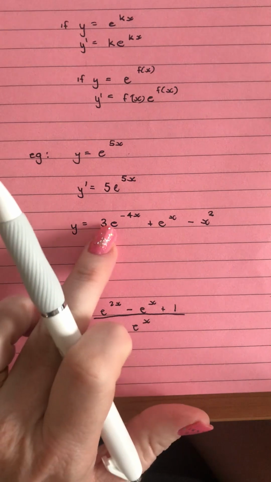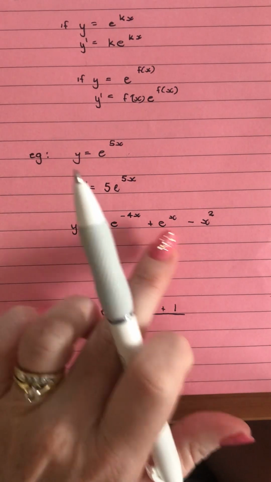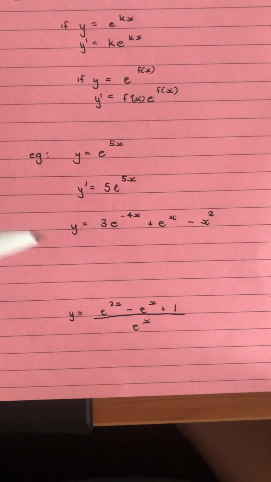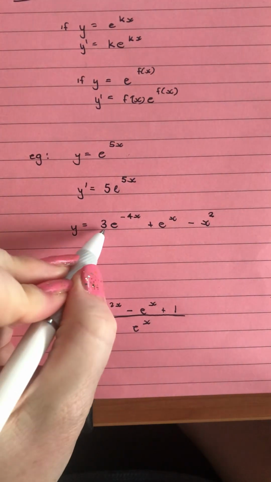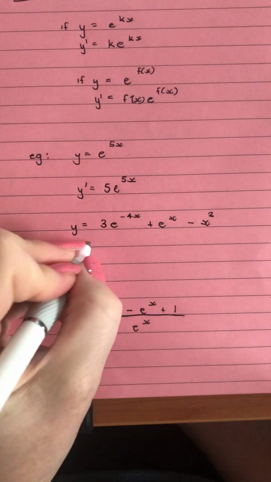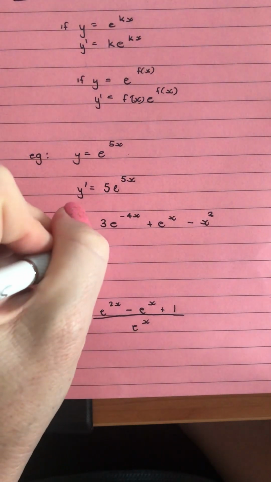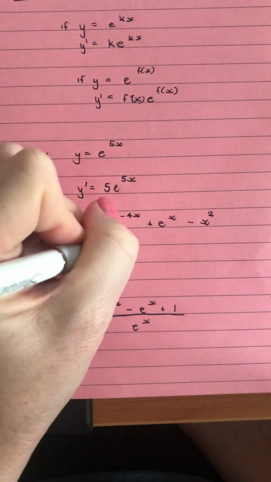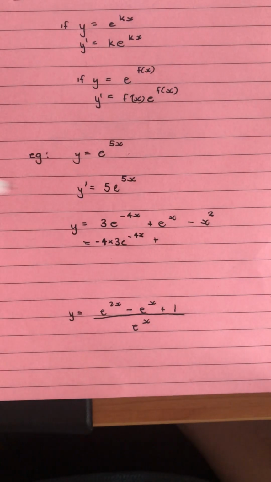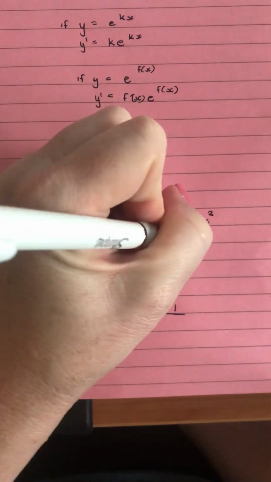Here we've got y equals 3e to the negative 4x plus e to the x minus x squared. So we're just going to go through one piece at a time and do the derivative of those. Here we've got 3e to the negative 4x. The derivative of negative 4x is negative 4, so I'm going to bring that down in front: negative 4 times 3e to the negative 4x. I know that the derivative of e to the x is just going to be e to the x. And my derivative of x squared is 2x.